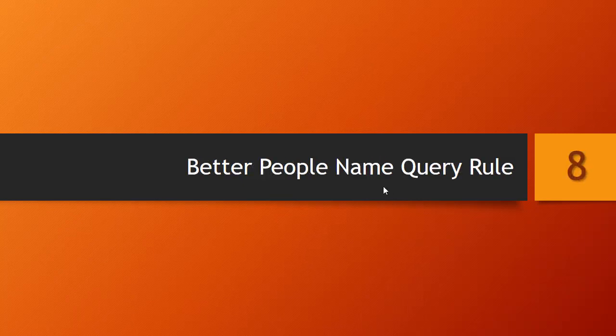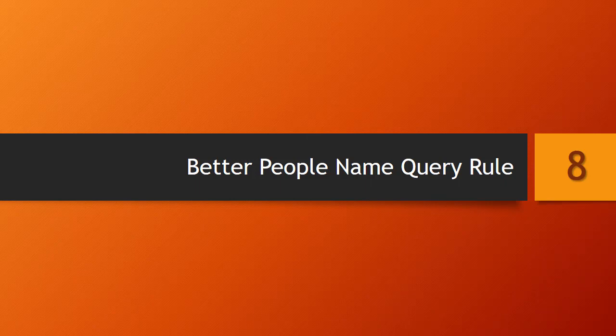So step 8 is creating a better people name query rule. And this is a tip from Michael Svensson, a buddy of mine and just a great blogger on search. He does miraculous things with search. And he has a couple of really great tips in the guide, and this is one of them.